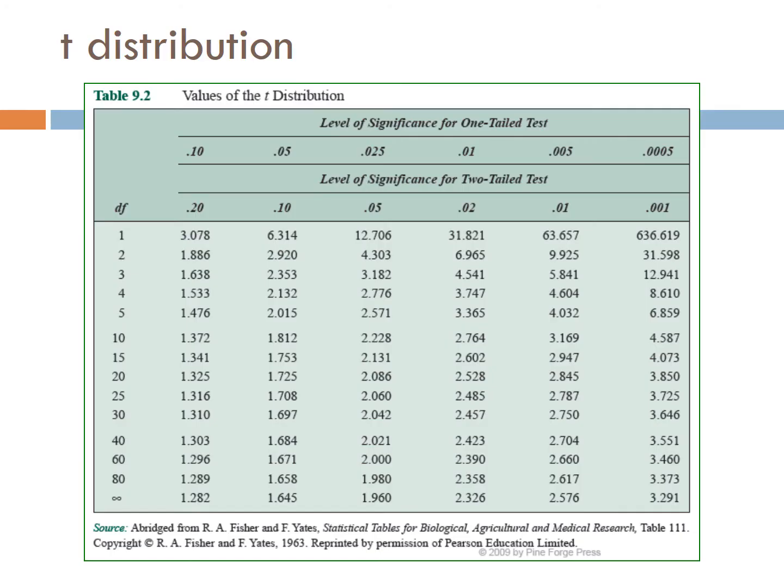So here are the values of the t-distribution, and we have degrees of freedom, and we want 0.05. So then we can find the critical values based on the degrees of freedom, similar to the z-scores.